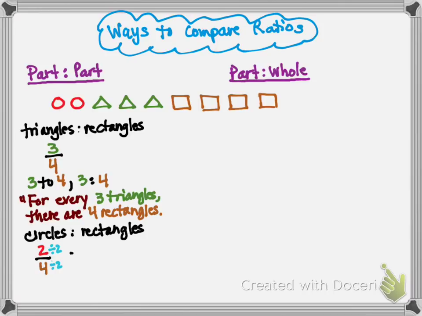What that's going to give me is a reduced version of 1 to 2. 2 divided by 2 is 1. 4 divided by 2 is 2. And how we would read this one, I realize I forgot my quotation here. We would say for every 1 circle, there are 2 rectangles. So we're going to give the reduced version always.